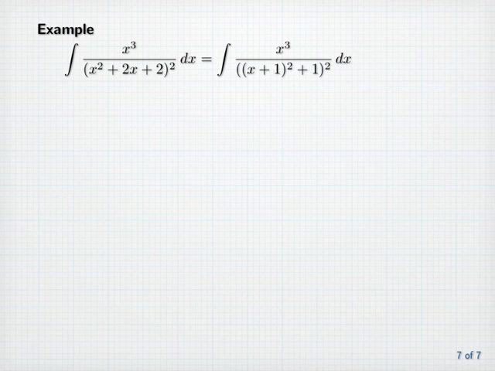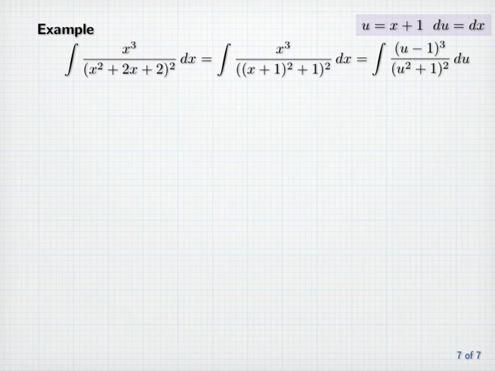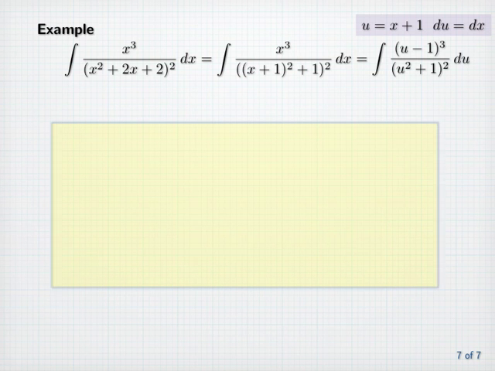We can then make a substitution of u equals x plus 1 and du equals dx to rewrite the integrand as the cube of u minus 1 divided by the square of u squared plus 1. Now there's a little bit of a trade-off there. The numerator has become more complicated, but the denominator has become very nice. So now let's perform the partial fraction expansion for u minus 1 cubed divided by u squared plus 1 squared.